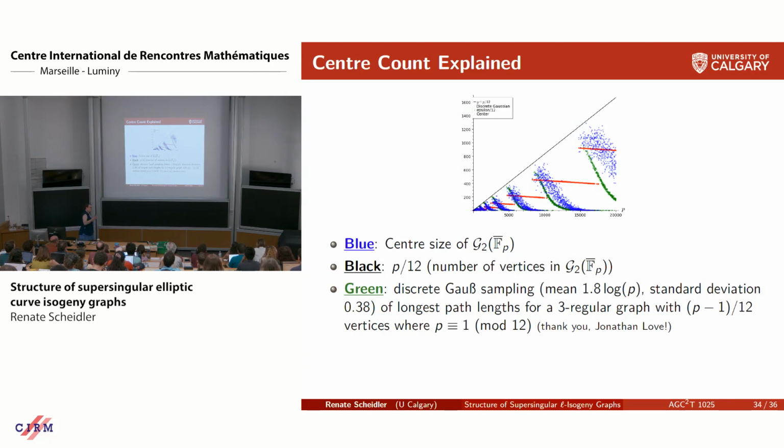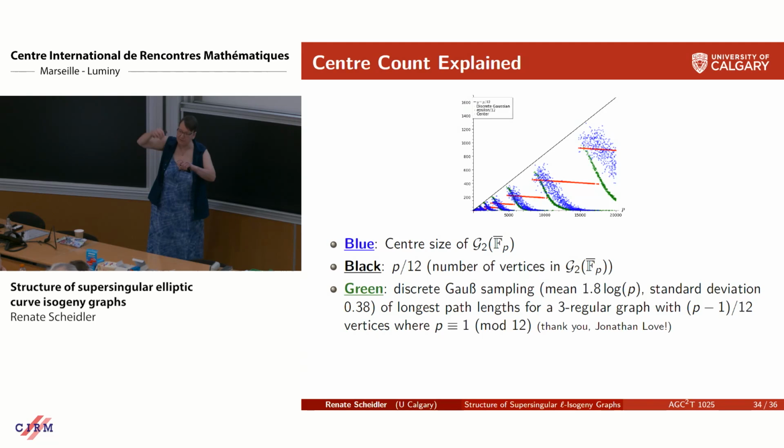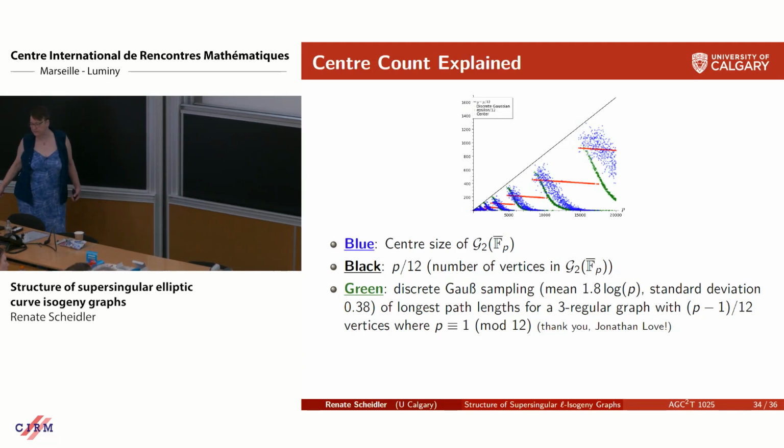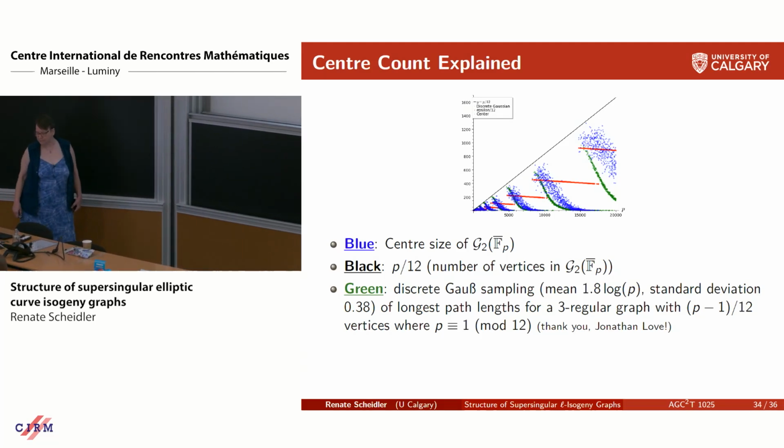So what you do is you generate a random graph of the right size, a 3-regular graph. Your L equals 2, so the graph is 3-regular. We limited ourselves to p congruent to 1 mod 12, because then neither 0 nor 1728 is supersingular, so it really is honest-to-goodness 3-regular. Every vertex you assign what's called an out-eccentricity, so you assign the length of a longest path randomly, and then you do a discrete Gaussian sampling from that. In this case, to fit the data, the mean was chosen to be roughly 1.8 log p. The standard deviation was 0.38. And then you get exactly those green lines.